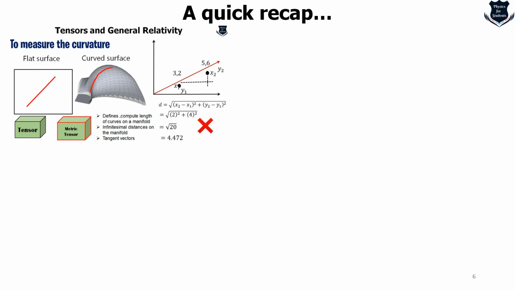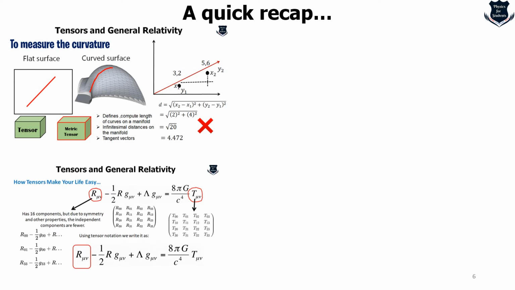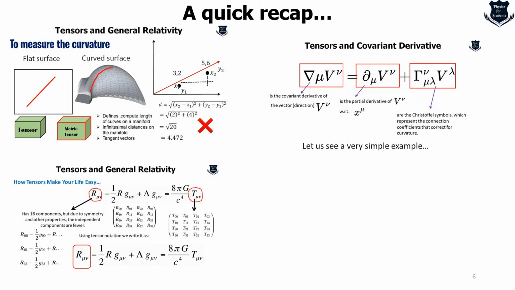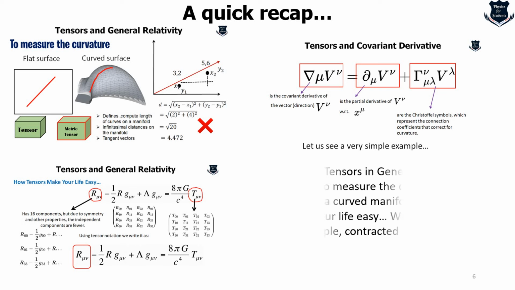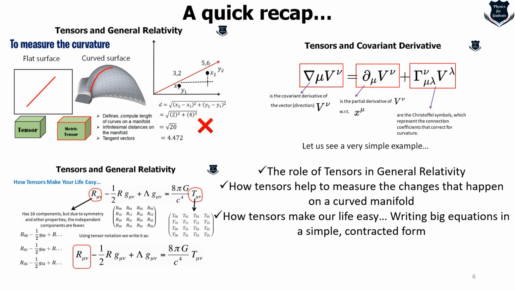And finally, we saw how tensors are used to measure curvature. Usually the Euclidean laws and postulates fail when we move into curved surfaces, and tensors make your life easy so that you can contract a lot of big matrices into a simple form. We also saw something very technical, the covariant derivative, which is a generalization of the ordinary derivative, which doesn't work on curved spaces, and we use Christoffel symbols. The covariant derivative is covered later in several parts of my videos, which you can look into.